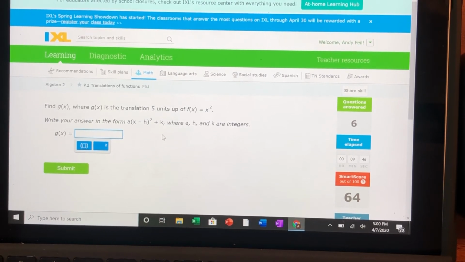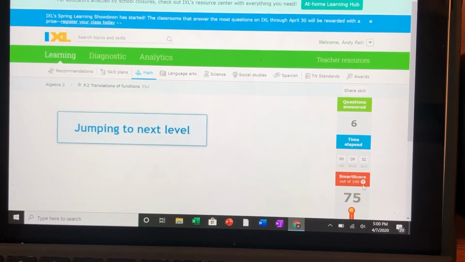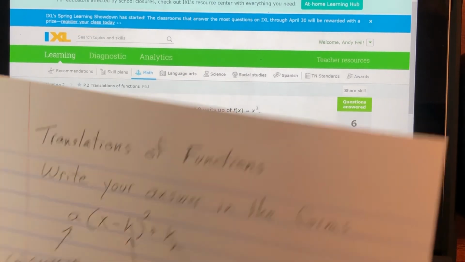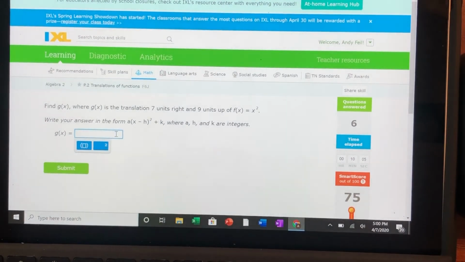Okay? Let's skip up one more level, see if they can make it any harder on us. This will be our last one. All right, this is about as difficult as it can get. It says 7 units to the right, 9 units up. So, what is right? Right is minus. So let's put the parentheses, and we're going to have x minus 7, because that's to the right.